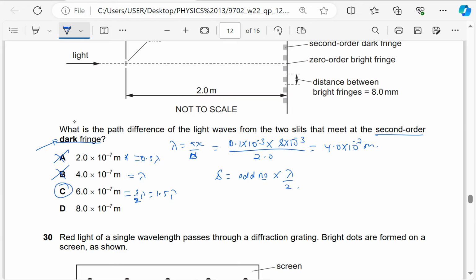I think this is the second order. So the answer is going to be this one. This one gives you twice lambda, because I divide 8 by 4, which is 2 wavelength. This is constructive. This is not a dark fringe. This is bright. This is first order. 0.5 lambda is first order.